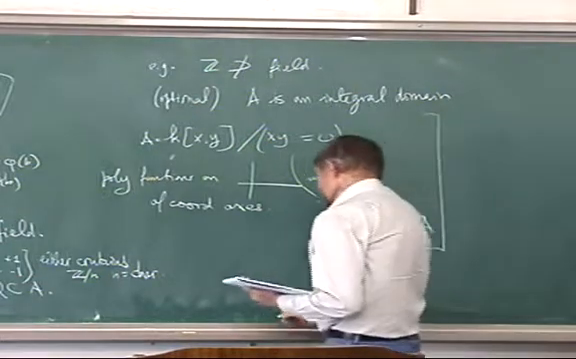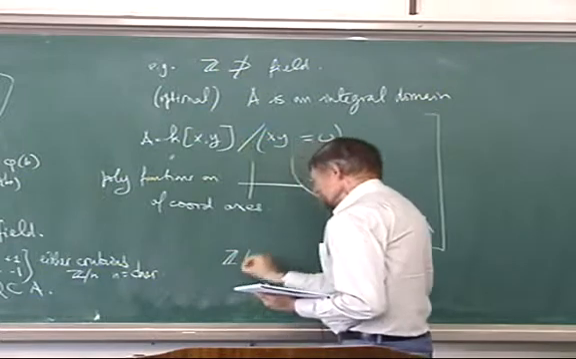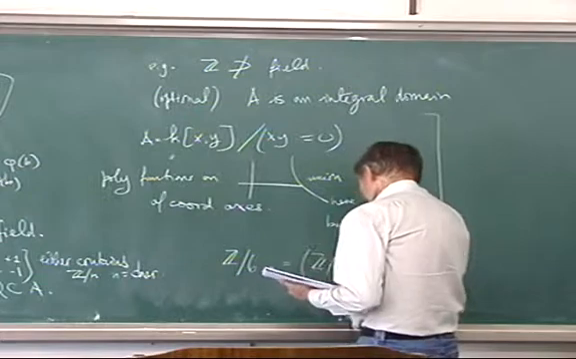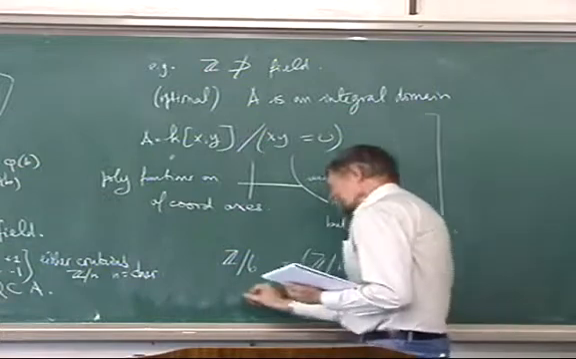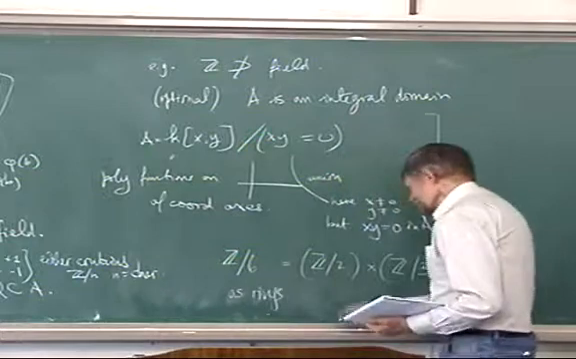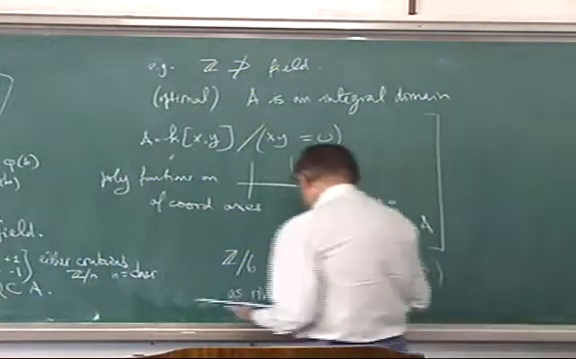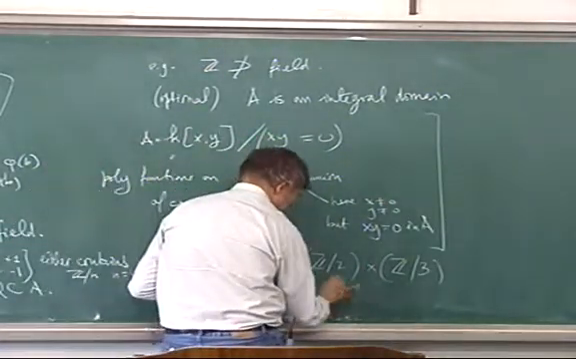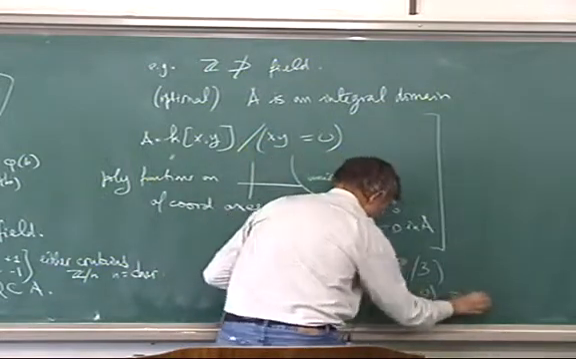I'm sure everybody knows that if I do Z modulo 6, this is Z modulo 2 times Z modulo 3, as rings. This is of course not an integral domain, because the element (0, 1) times the element (1, 0) is 0.